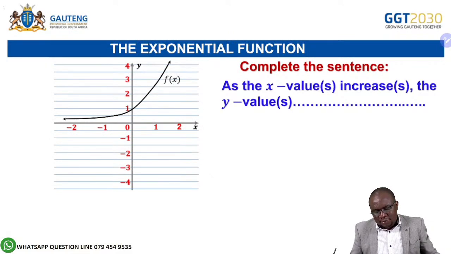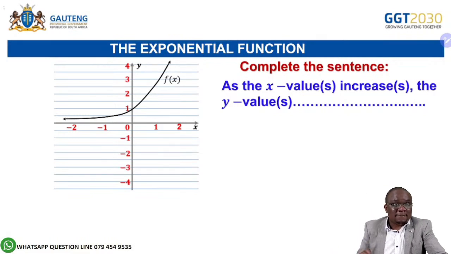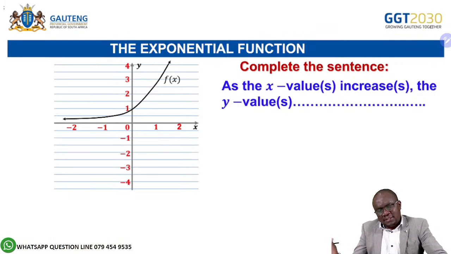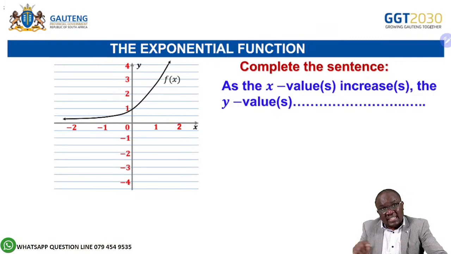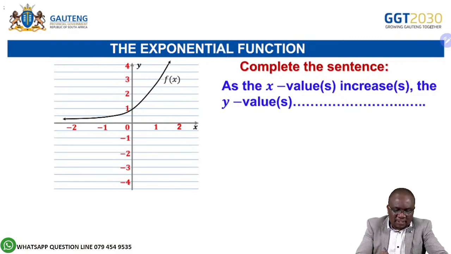Now, complete this sentence. As x value increases, the y value, what does it do? If you look at this graph, as x value increases, what happens to the y value? The x value increases as you go to the right. The y values increase as you go up. As we go to the right, are the y values going up?